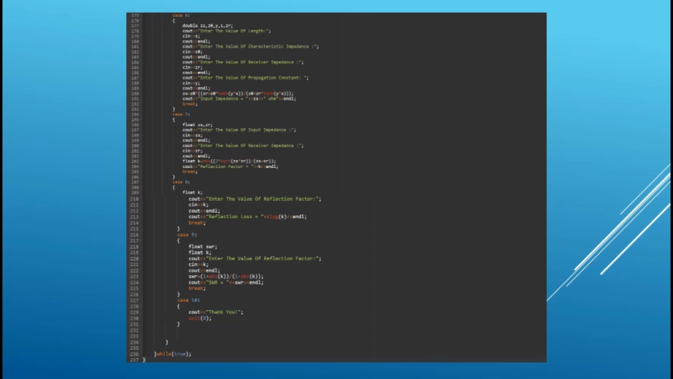If we enter a number from 1 to 9, it will produce the corresponding formula and the result. If we enter a value above 9, it will produce the result, which is thank you. This program will run again and again until we press enter 10.